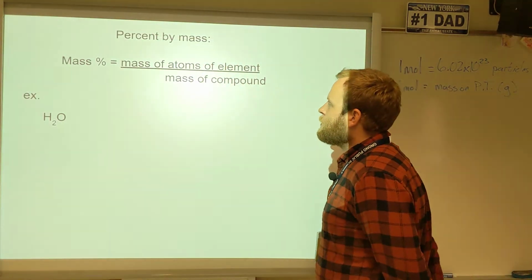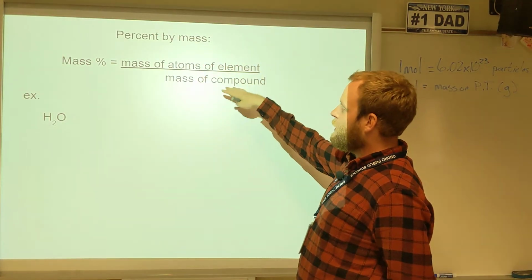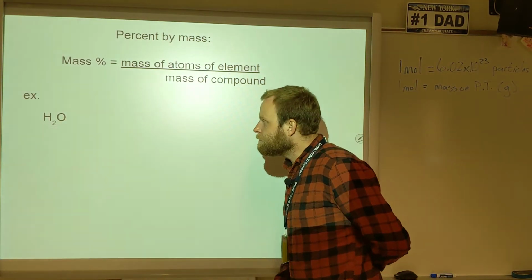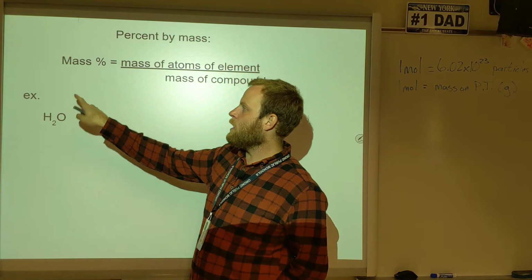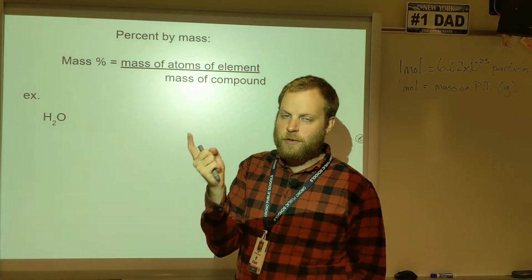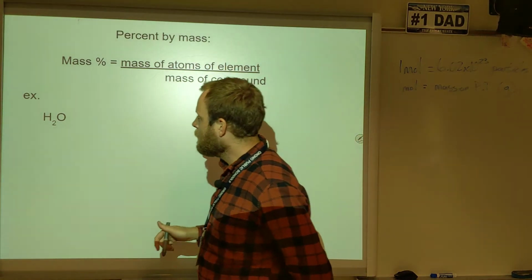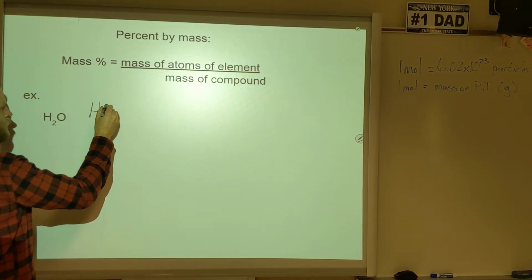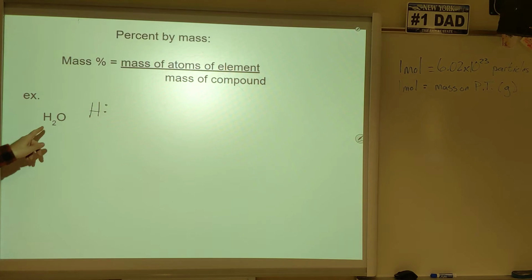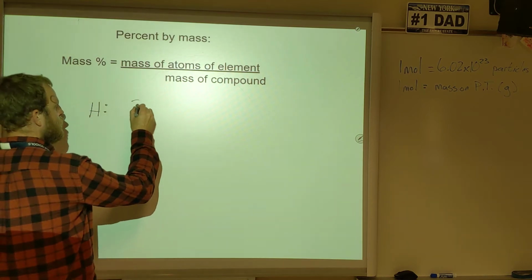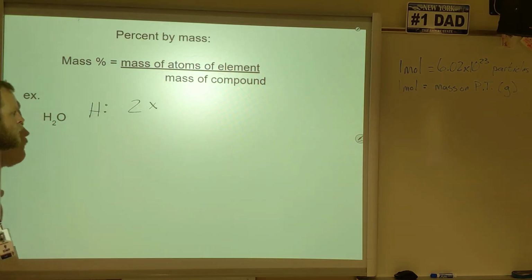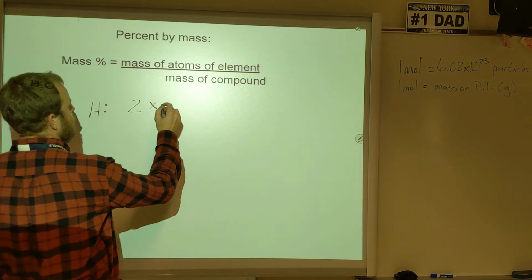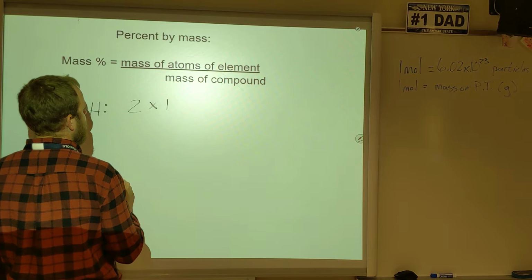All right, percent by mass. So you take the mass of the atoms of the element and divide it by the mass of the compound. For this one, since there's two elements in there, we're going to need to do this calculation twice. Once for hydrogen, once for oxygen. For hydrogen, we have two of them. So you take 2 times whatever the mass of hydrogen is, which is 1.0078. I'm going to round that to 1.